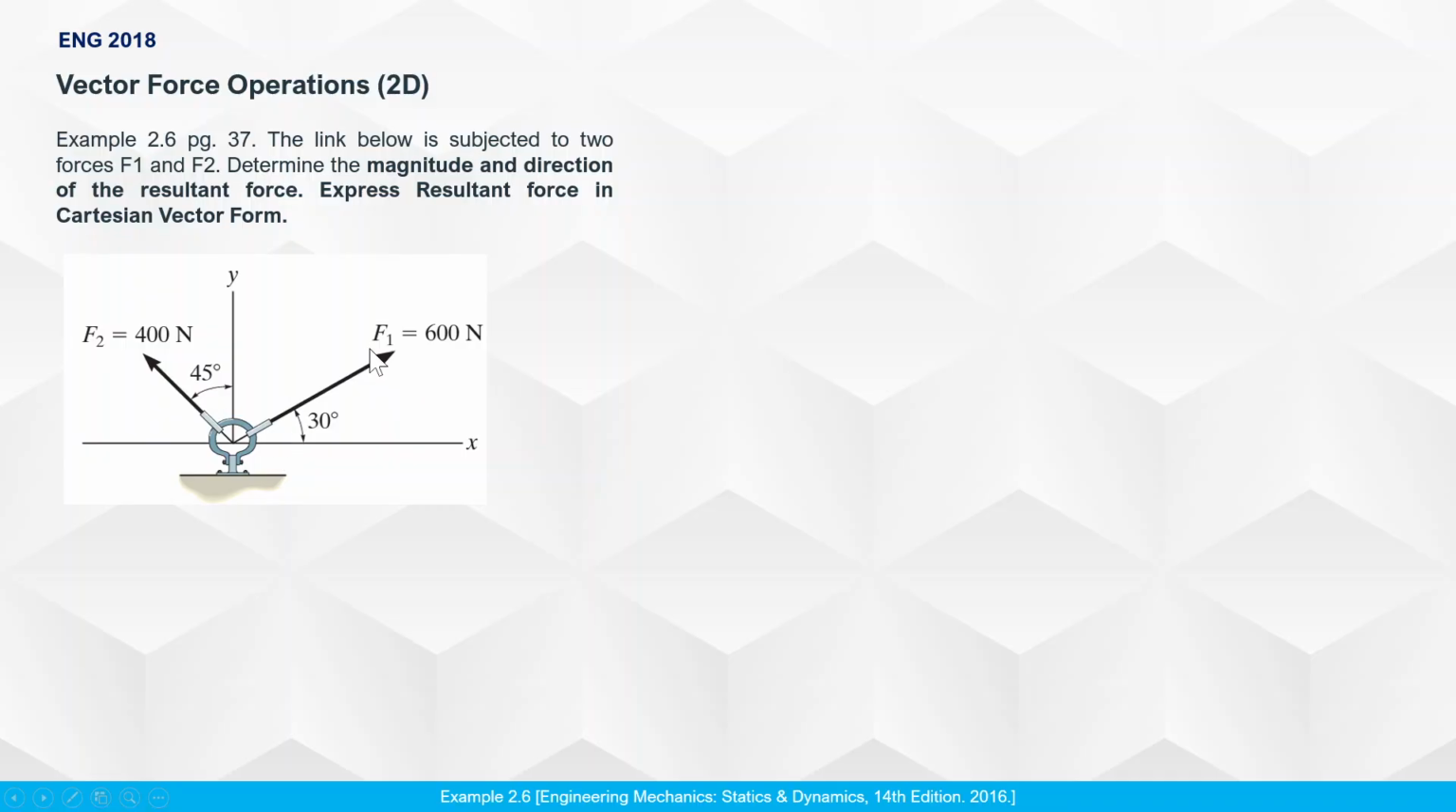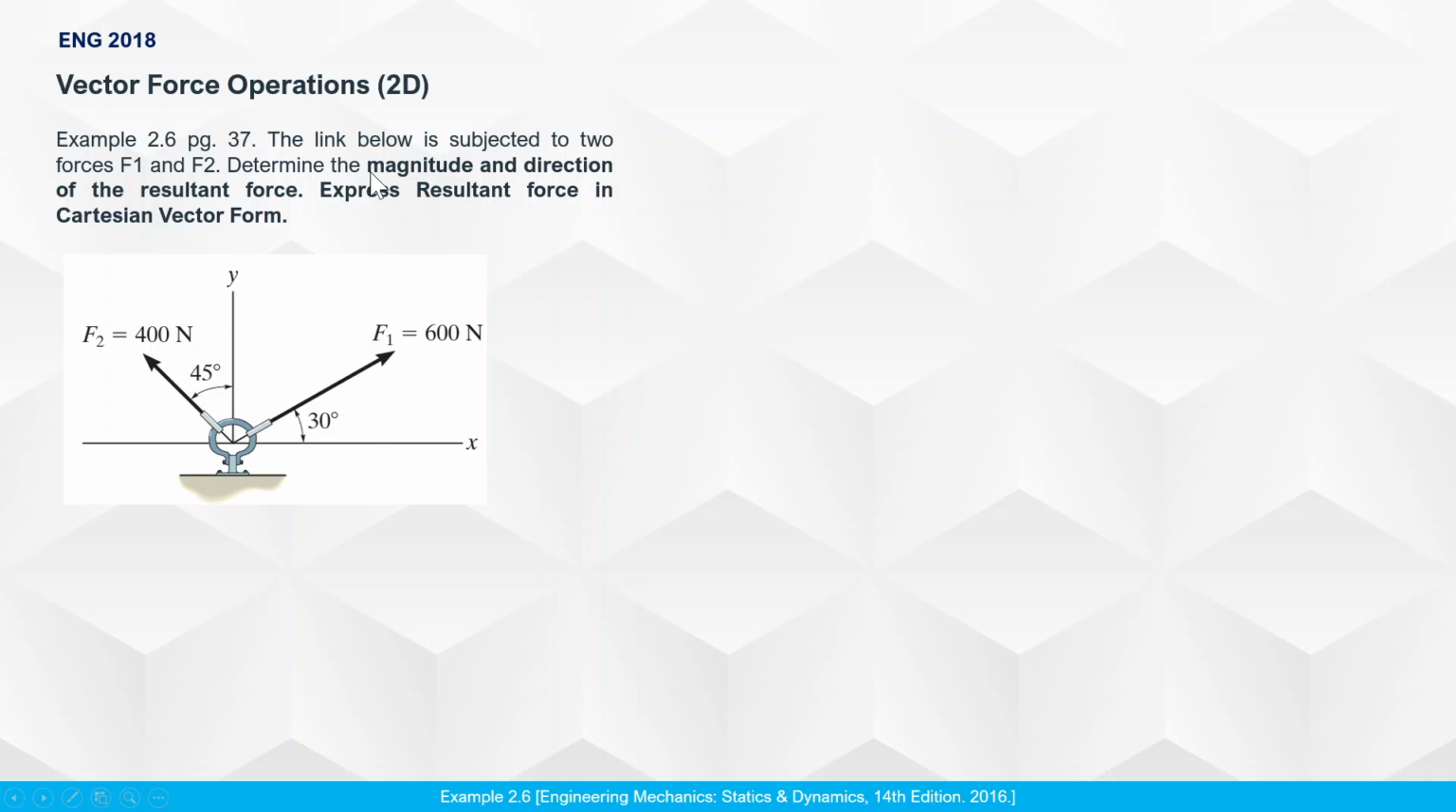Projected with their respective angles to their axes. We have a force of 600 newtons, 30 degrees from the x-axis, and then 400 newtons, 45 degrees from the positive y-axis. We need to determine the magnitude and direction of the resultant force. After that, we should express the resultant force in Cartesian vector form. Okay, so that's easy.